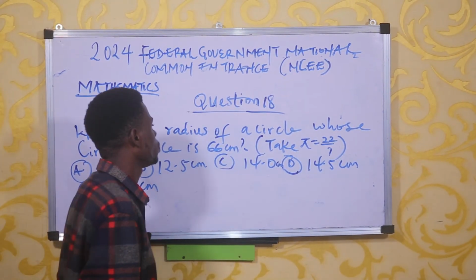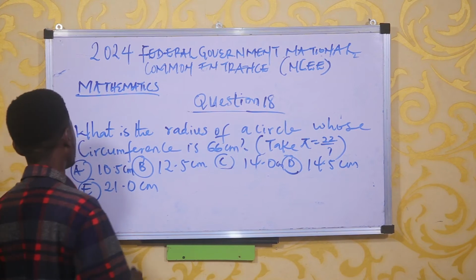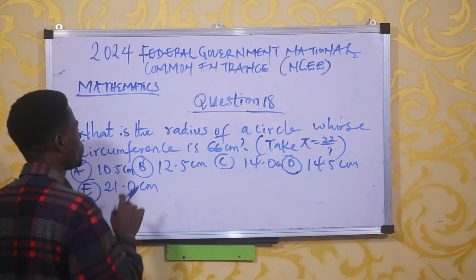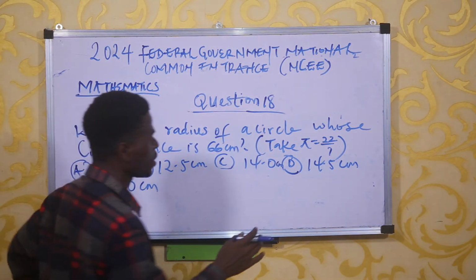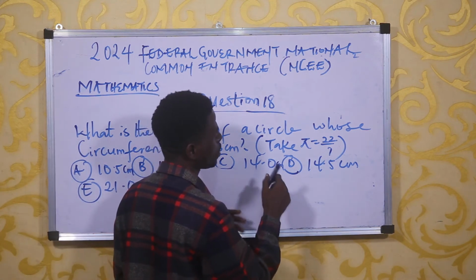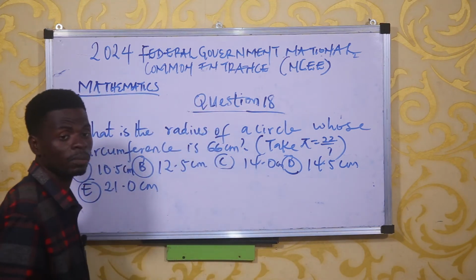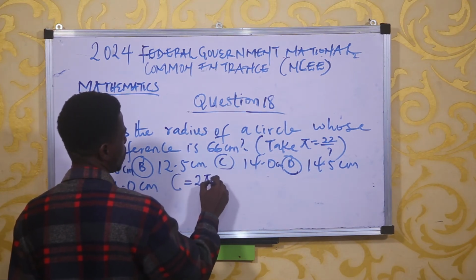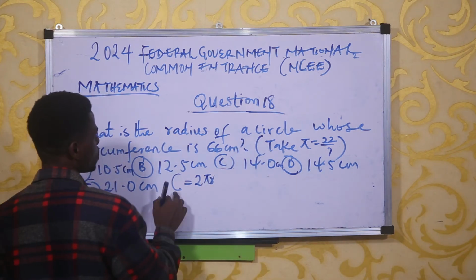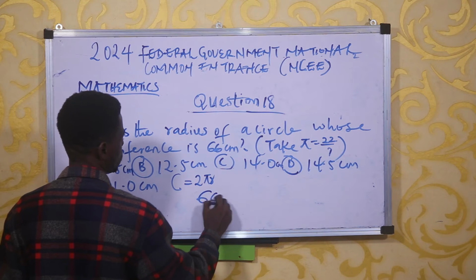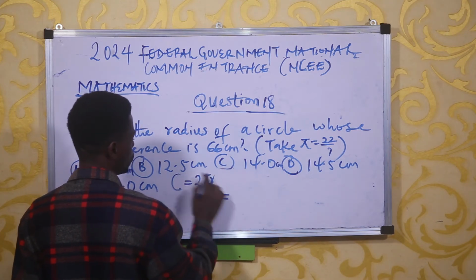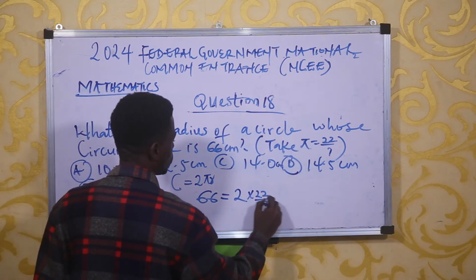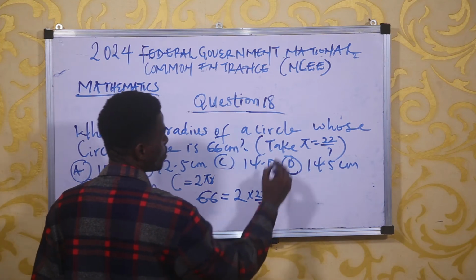Question 18 says, what is the radius of a circle whose circumference is 66 centimeter? Take pi equal to 22/7. A is 10.5 centimeter, B is 12.5 centimeter, C is 14.0 centimeter, D is 14.5 centimeter, and E is 21.0 centimeter. So in this place, our circumference is 2 pi r, since the radius has not been given. So 66 centimeter equals 2 times pi, which is 22/7, times the radius, which is what we are looking for.